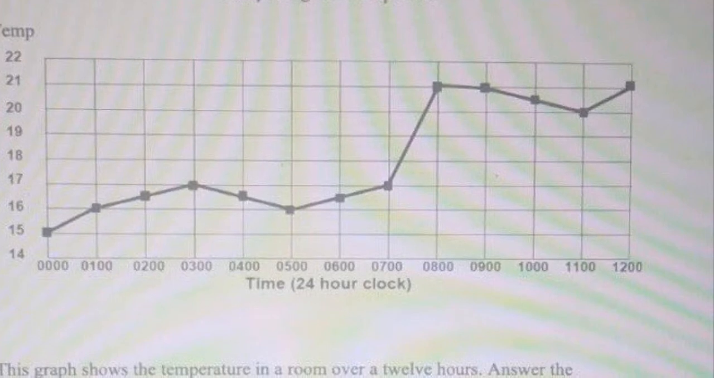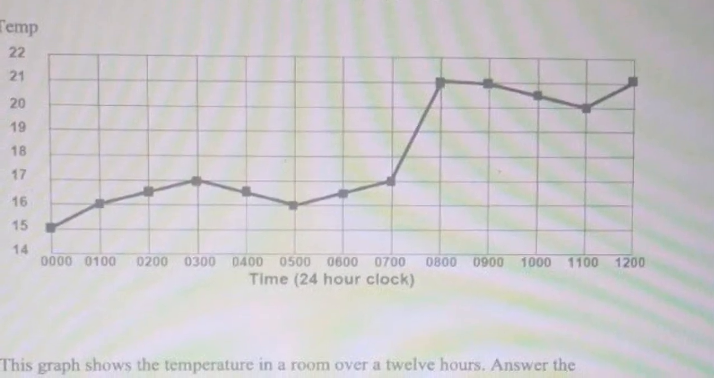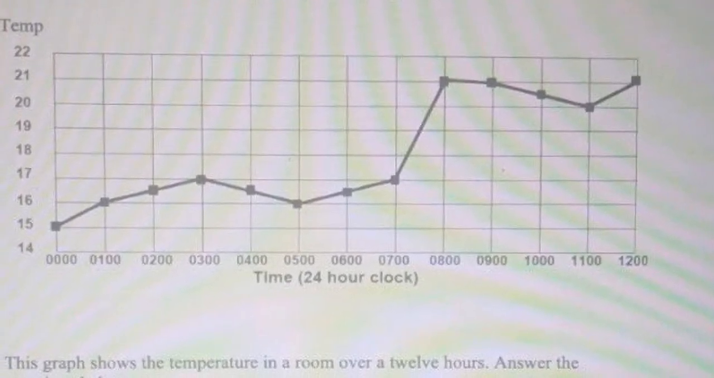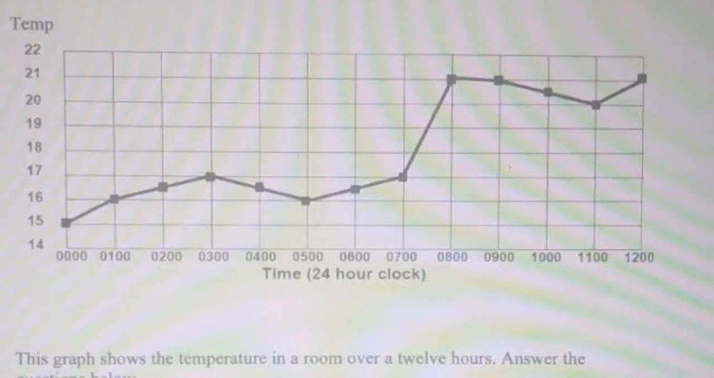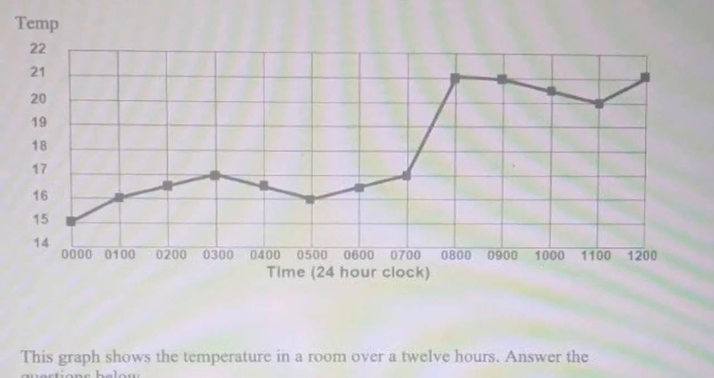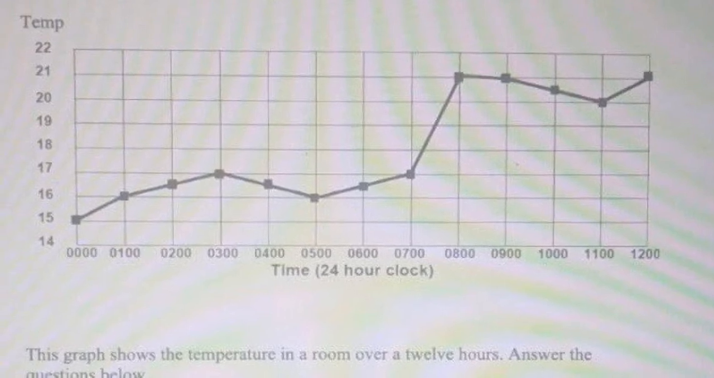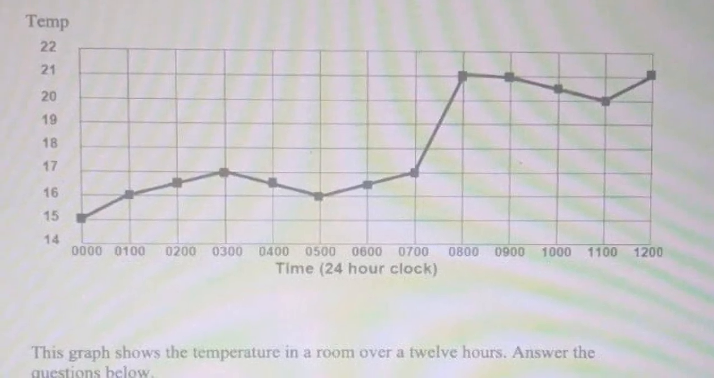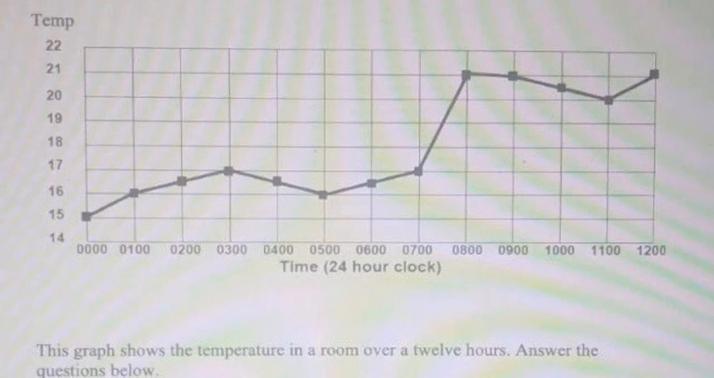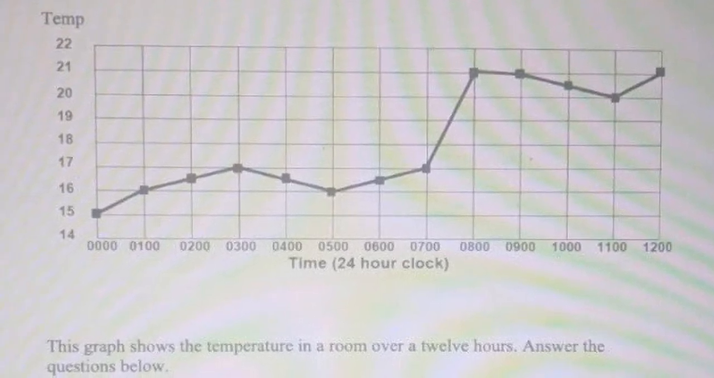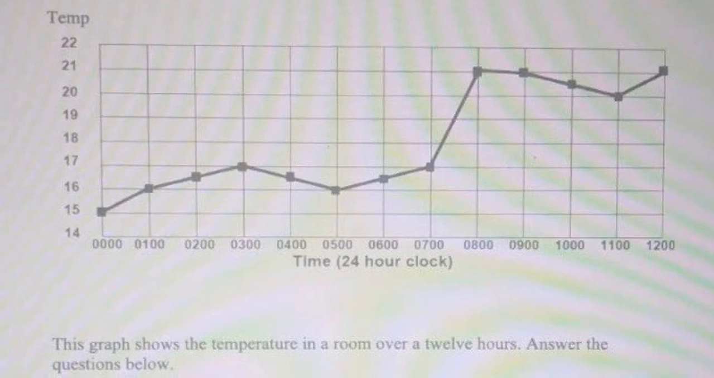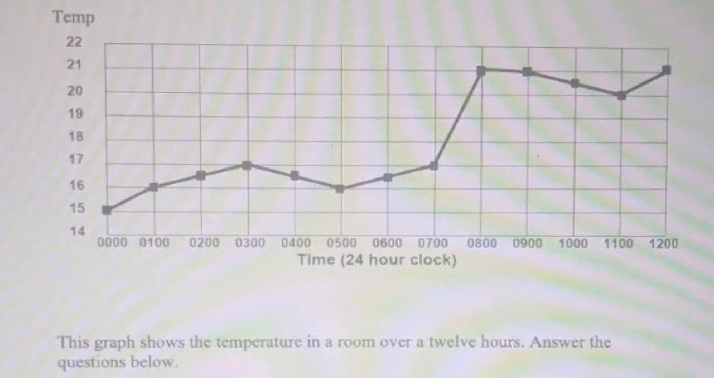Quick one is, what about at 2 o'clock? Take a look at 2 o'clock. If you go along 0200, if you go directly upwards, the temperature dot is not on a specific line. It's in between 16 and 17. So I guess the question is, what temperature would be halfway in between 16 and 17? I suggest you would use decimals for something like that.